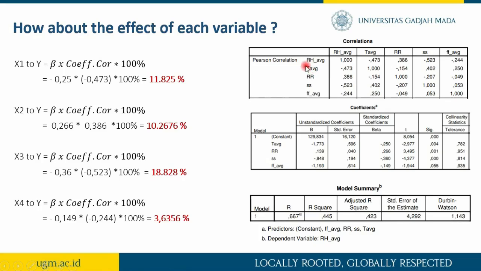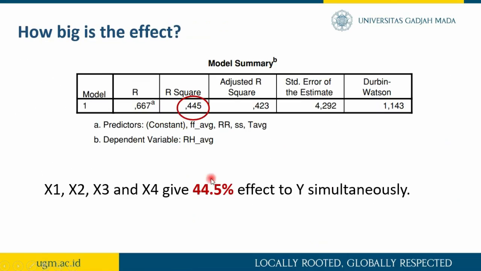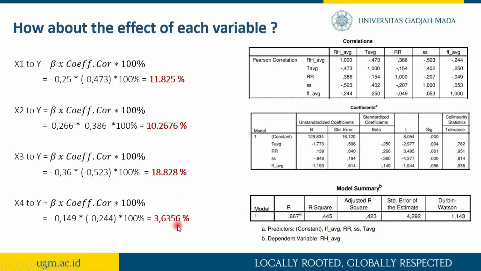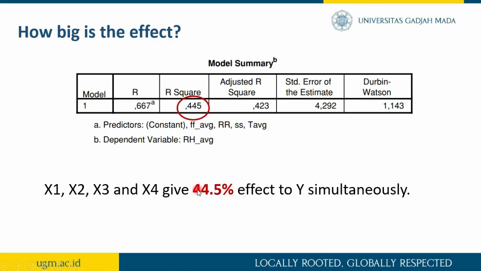For the correlation coefficient, we find it in this correlation table, where we need to find the correlation of temperature with humidity. The value is minus 0.473, and then multiply by 100, and it is equal to 11.825%. We use this formula for each variable and get these values. And if we take the sum of these values, we will get this value. So this is the sum of the division of this percentage.